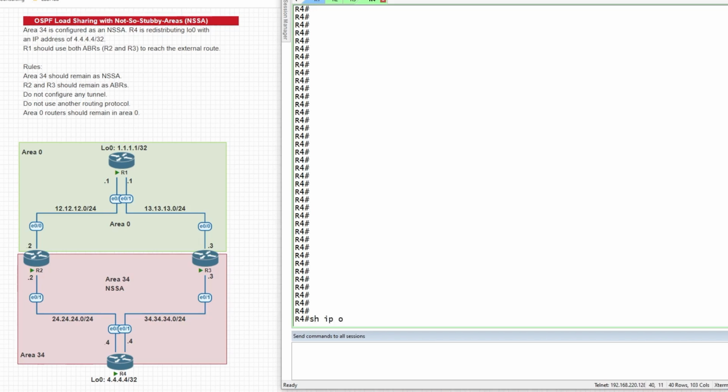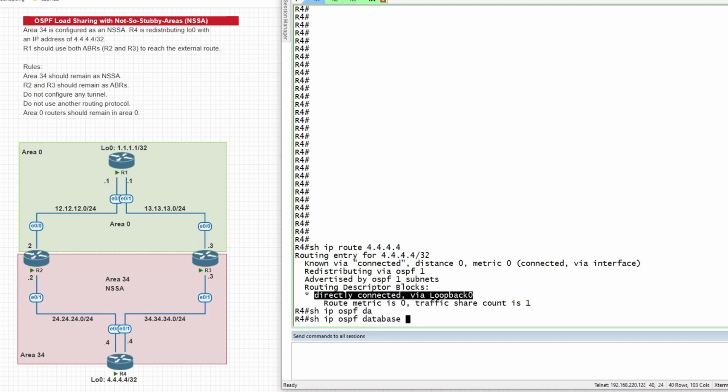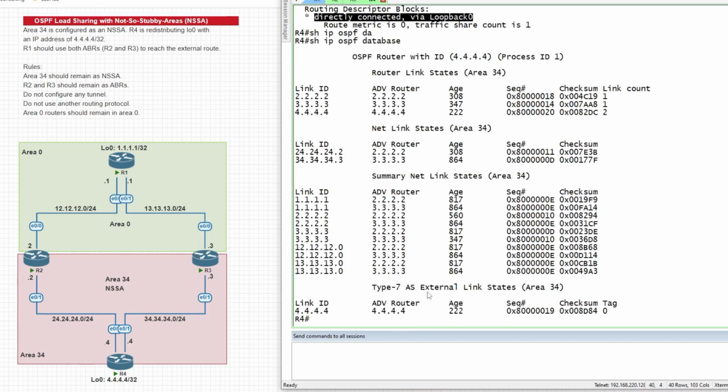If you look at the route table, first let's look at the route table on R4 for that specific prefix. It says that this is a directly connected network, that is loopback 0. And because we are redistributing this into OSPF, if we check the OSPF database, we see this as a type 7 external LSA, which is what we expect because area 34 is a Not-So-Stubby area. So we do not expect to see type 5 LSAs in this area.